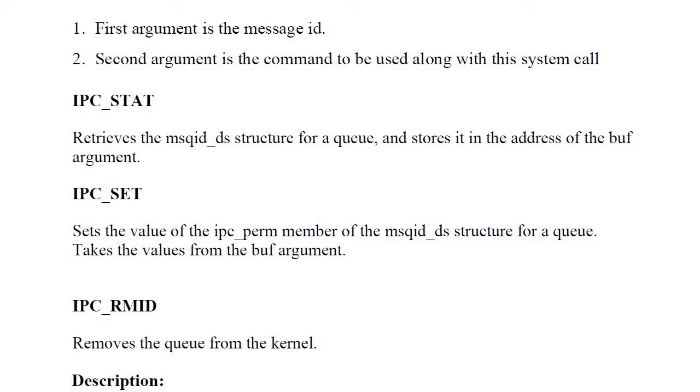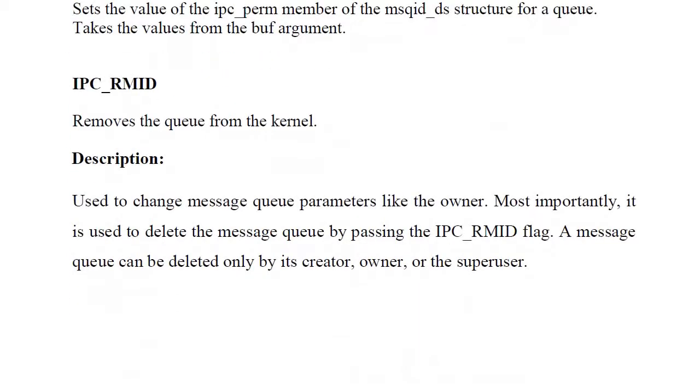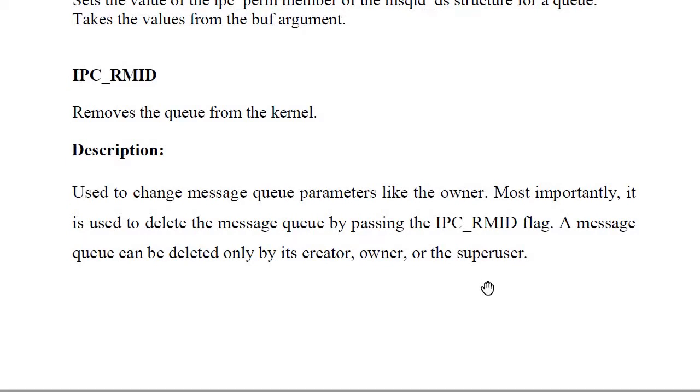So why is msgctl used? We will see it here in the description. It is used to change the message queue parameters like the owner. Most importantly, it is used to delete the message queue. When two processes are communicating with each other, once the message queue is done with its job, it is to be deleted. So mainly msgctl is used for that purpose. The IPC_RMID flag can be used for this purpose in this message queue system call. A message queue can be deleted only by its creator, owner, or the super user.